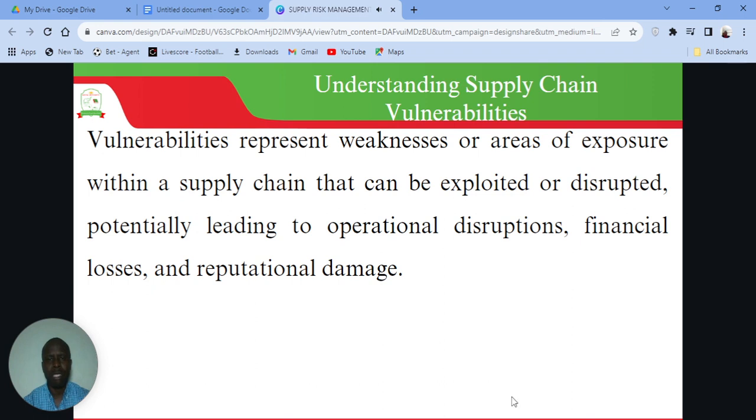Any form of disruptions, financial losses, an activity that would affect the reputation of the organization, and so on and so forth. So as we conduct our supply chain activities, we have to be keen to ensure that even the reputation of the organization is safeguarded as we deliver the goods, as we deliver the services, and so on and so forth.